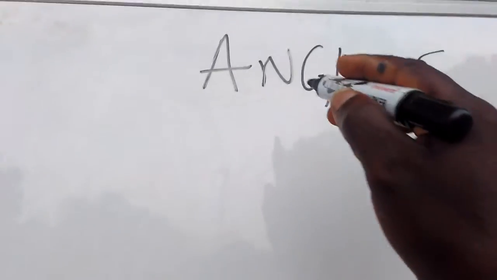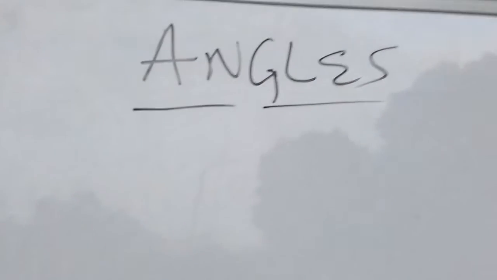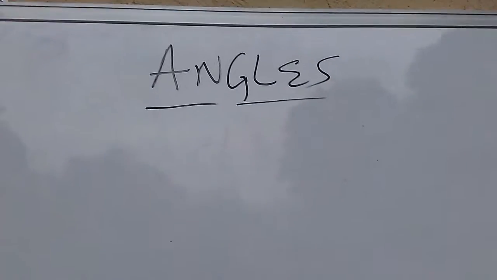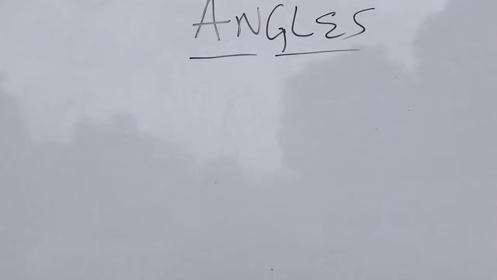So this is angles. If you notice in my previous lessons, I explained... I'm dealing with angles here. What is an angle? When we look critically, we'll find out that angles are where two lines meet.